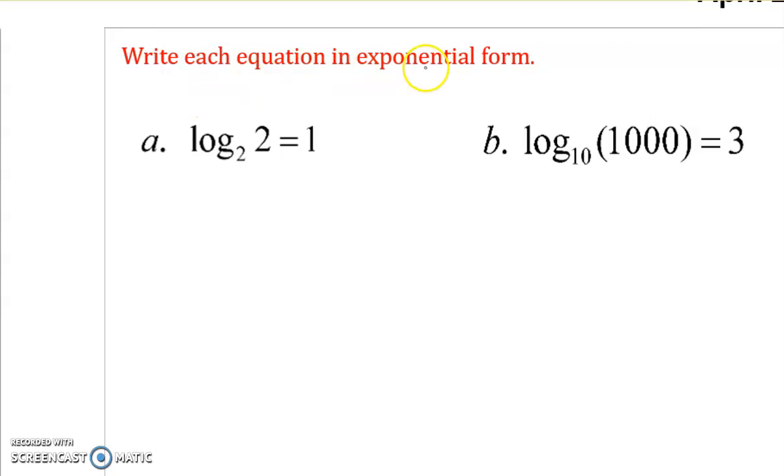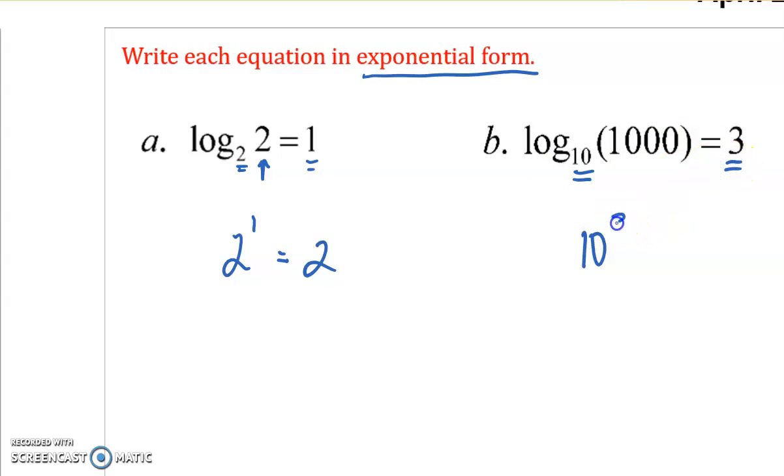So, all I'm asking you to do is take it from a logarithm and write it in exponential form. So, you're not doing any math. You don't need a calculator, nothing. So, here, I know that 2 to the power of 1, this base to this power equals that number. So, 2 to the power of 1 equals 2. Here, base 10 to the power of, and it's always to what's after the equals, 1,000.